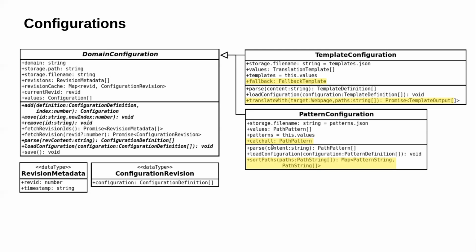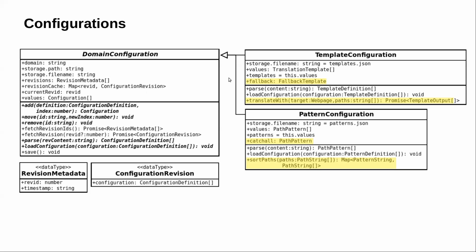It has a catch all property that includes the path pattern that catches it all in case we have not defined a specific URL path pattern, or a given target web page does not match any pattern in particular. And it has a sort paths method: I give it one path or a series of paths, and it sorts them into the different URL patterns in the configuration.